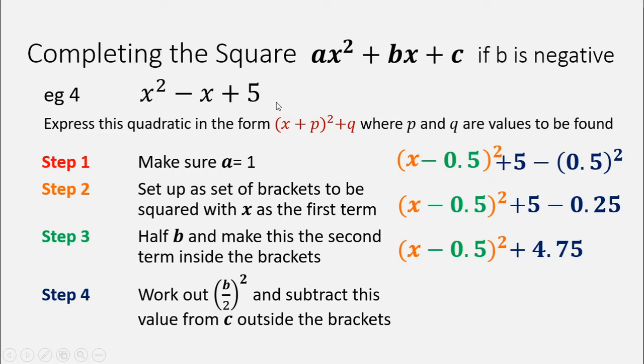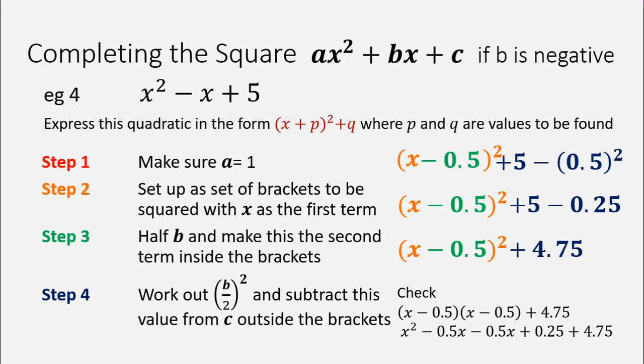Again, this doesn't look like what we started with. Specifically for ones like this, I really want to check this. So I'll check by expanding my brackets out. That gives me x squared minus a half x minus another half x. Together that's going to make minus 1x plus 0.25 plus the 4.75, and that's going to work out to be exactly what we started with. x squared minus x plus the 5.